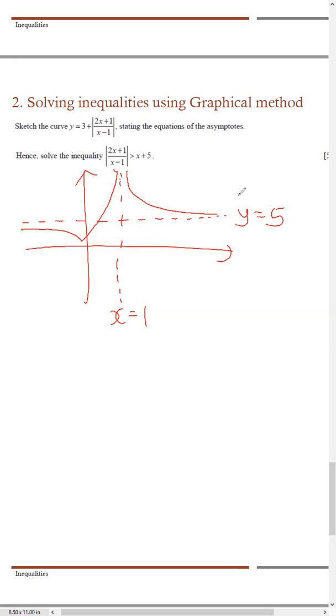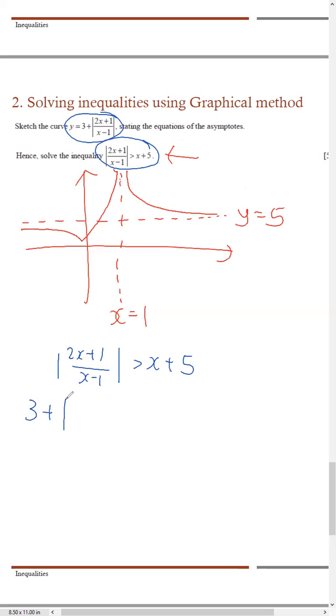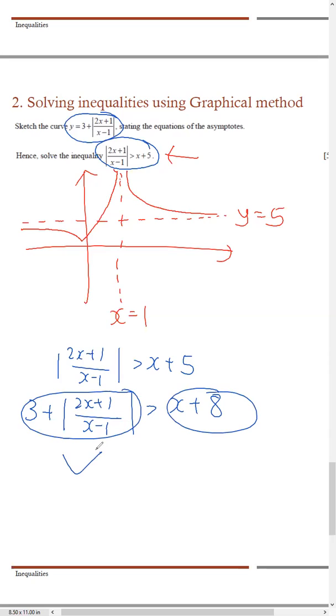Next part, we are asked to solve for this inequality. So how do we do it? To solve for this inequality, actually in secondary school we have seen such a question before. We already have an existing graph, and the existing graph is this equation. So we must at least make the existing graph equation appear on the left-hand side. Starting off with 2x plus 1 over x minus 1 more than x plus 5, I simply add a 3 to the left-hand side, so I will also add a 3 to the right-hand side. So I need to draw this graph and this graph. This graph I already have, therefore I just need to draw y equals x plus 8.